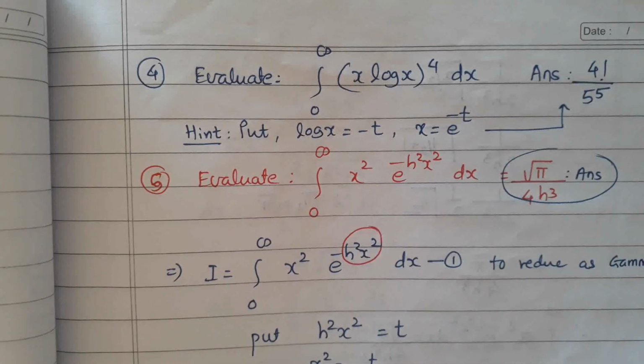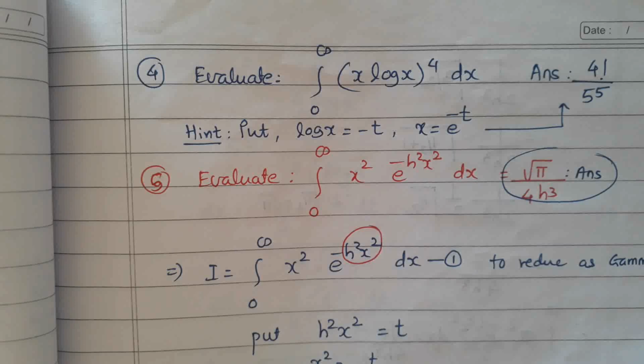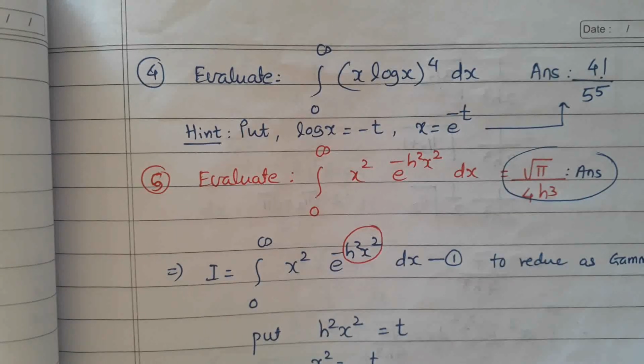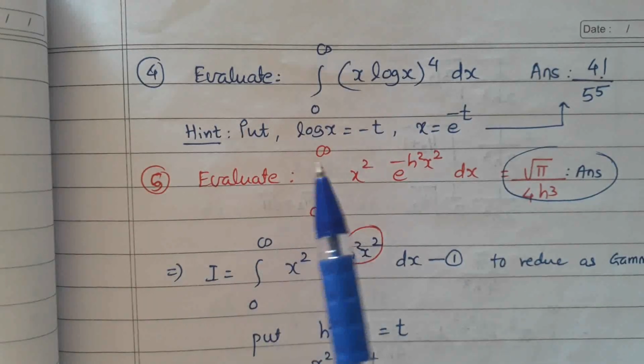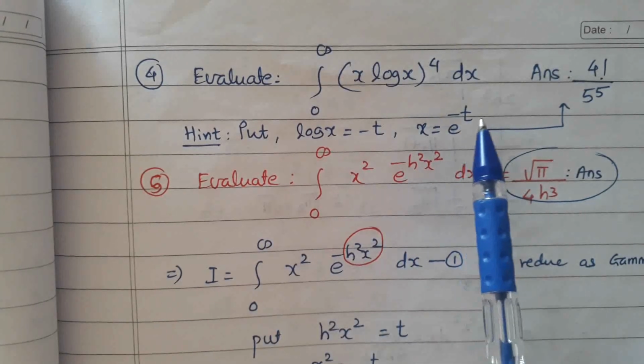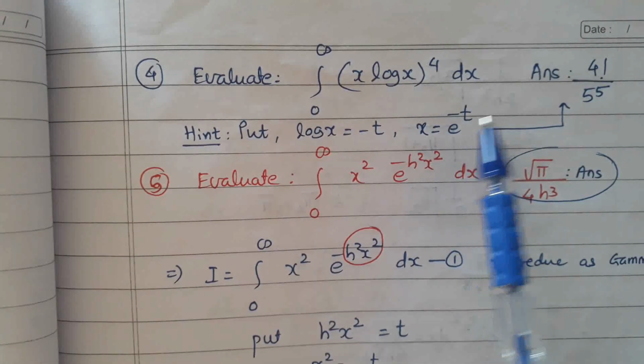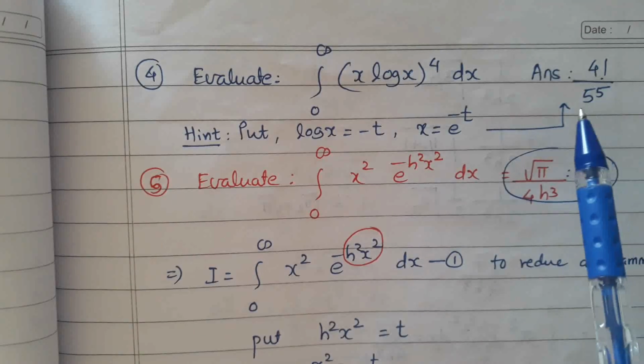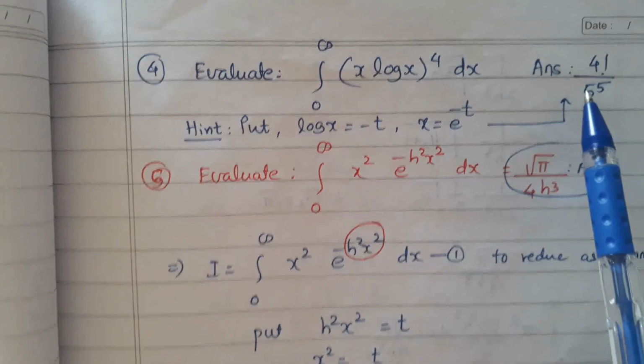You can practice the next example on the basis of the previous example. Evaluate integral 0 to infinity x log x raised to 4 dx. Use the substitution log x is equal to minus t, x is equal to e raised to minus t. So you will get the solution as 4 factorial upon 5 raised to 5.